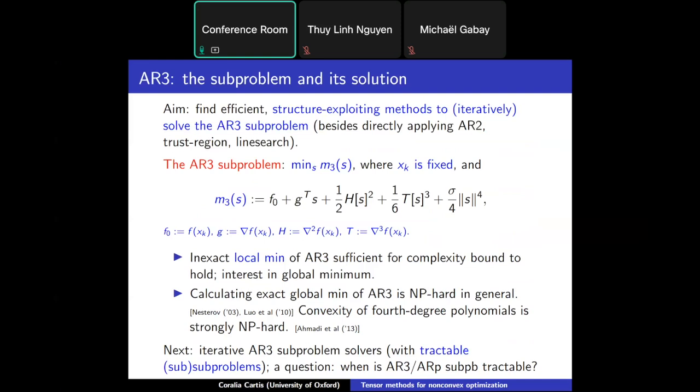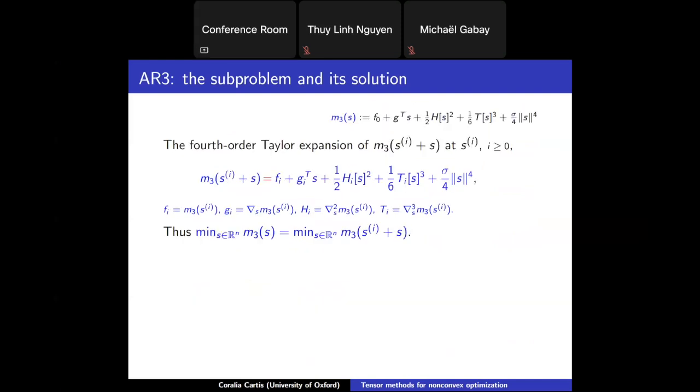Okay, so this is the first context. I have this M3. This is what I want to minimize, and I'm going to generate now iterates Si that minimize this problem. So I'm at some base point S0, I start from S0, for example, and then I just iterate this. So I minimize iteratively this model M3. I can expand it in Taylor, of course, to fourth order, because the Taylor expansion will be exact.